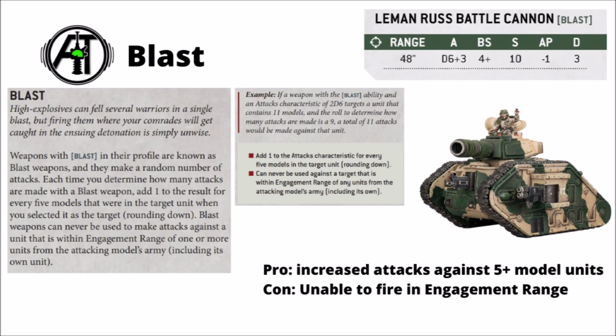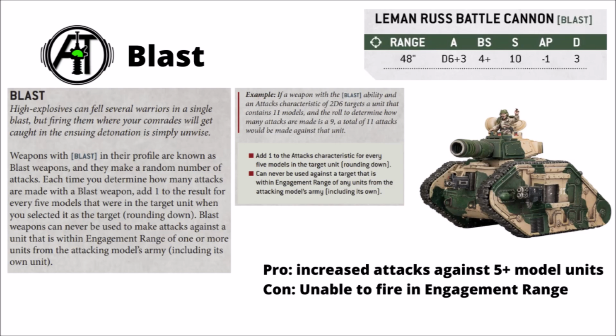Blast weapons do have a bit of a downside when they're mounted on big tanks that might want to fire into an engagement range though. Basically due to having high explosives, normally they can never be targeted against a unit that you're in engagement range with. So say if your Leman Russ battle tank was in combat, they wouldn't be able to shoot the actual battle cannon at the unit that was in combat with them. It would have to fire elsewhere as per the Big Guns Never Tire special rule. In general, that's not really the end of the world, but it might mean that just some of these tanks aren't quite as efficient at clearing out the models that they're in combat with.